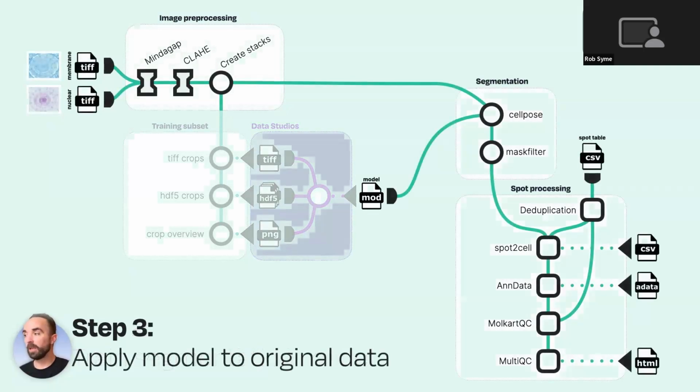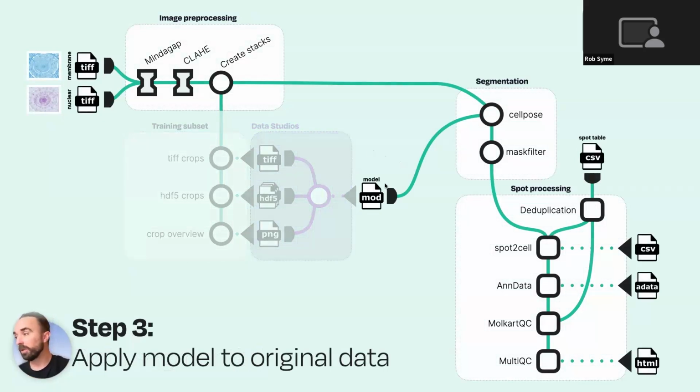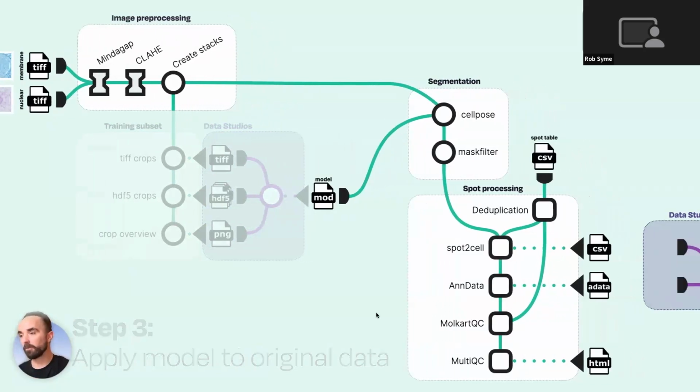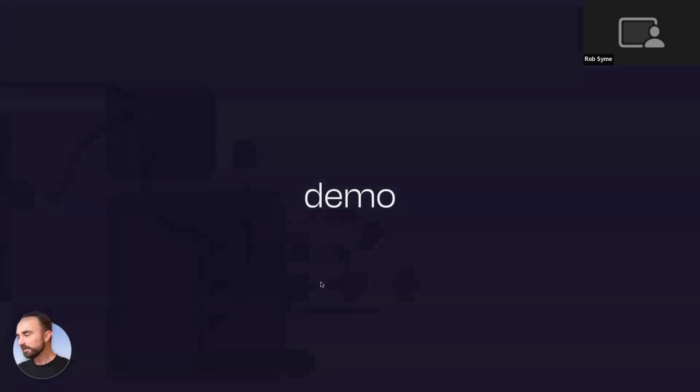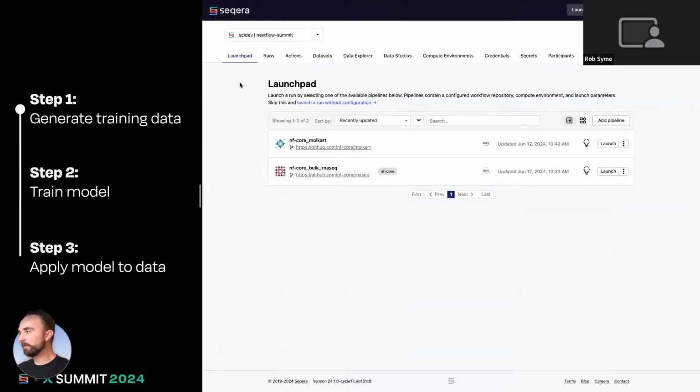Then in step 3, we're going to take that model and rerun the pipeline again, but this time including the model as input, and run the pipeline from go to woe. Of course, after that, you might want to take the outputs of the nf-core/molkart run into another Data Studio for downstream analysis. We're not going to do that today in the interest of time, but let's give this a go.